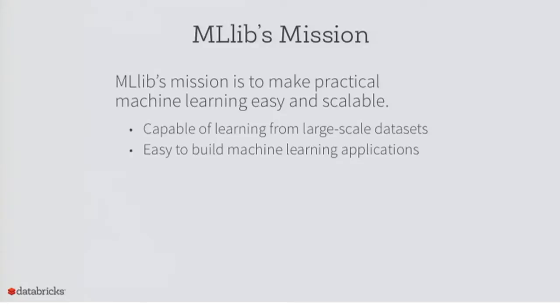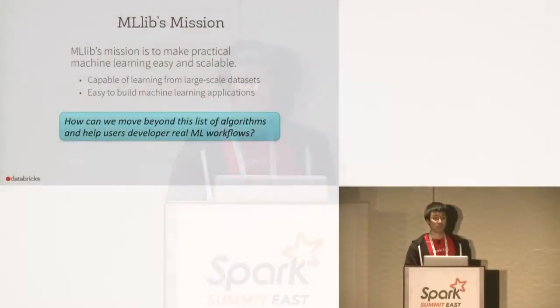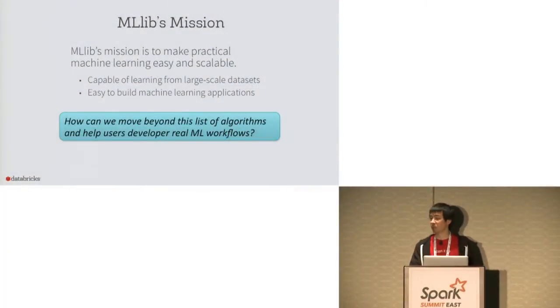The other part is making it easy to build machine learning applications. And there definitely have been big jobs, production included, on MLlib. But I think we can go a lot further, and we're making efforts to do so now. So the question is, how should we move beyond this list of algorithms and really help make it easier for users to create ML workflows?